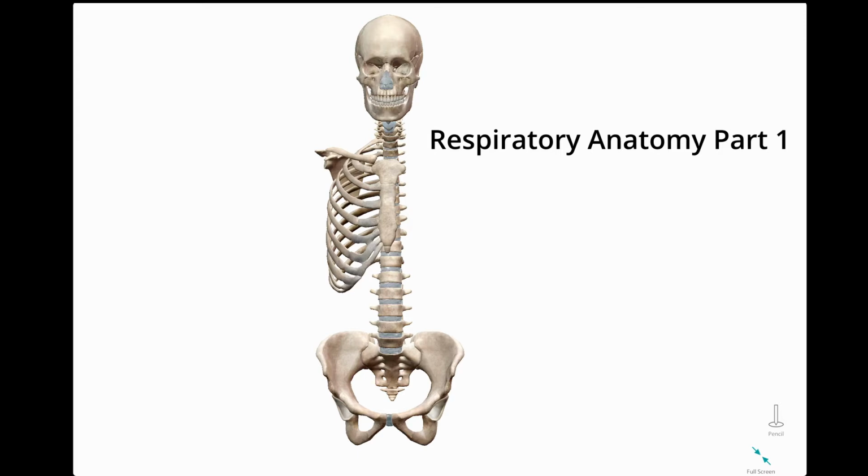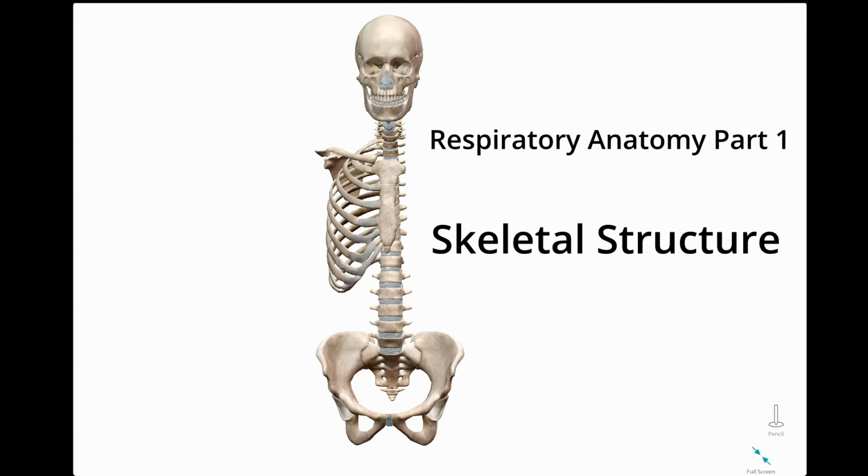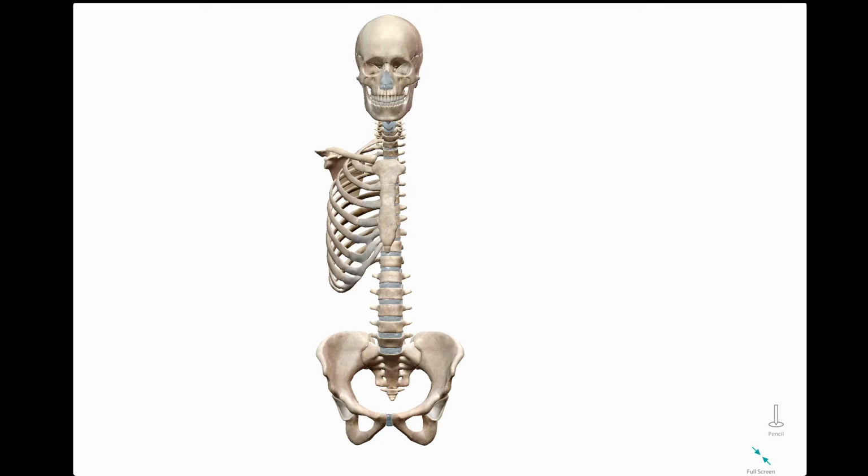In this video, we're going to cover the skeletal structure that houses our respiratory system, or our system of breathing. So we have our skeleton here. We're looking at it from the front. You can see that I've taken off one side of the rib cage, and that's just so we can see things as clearly as we can.